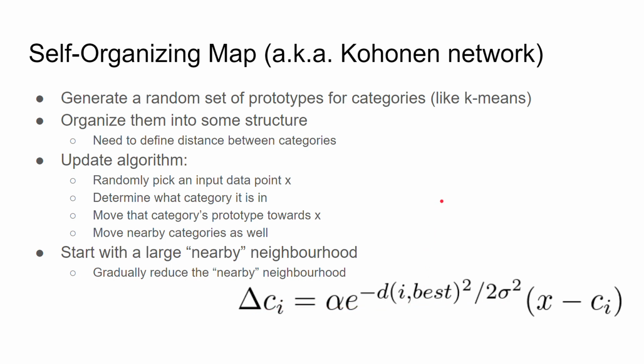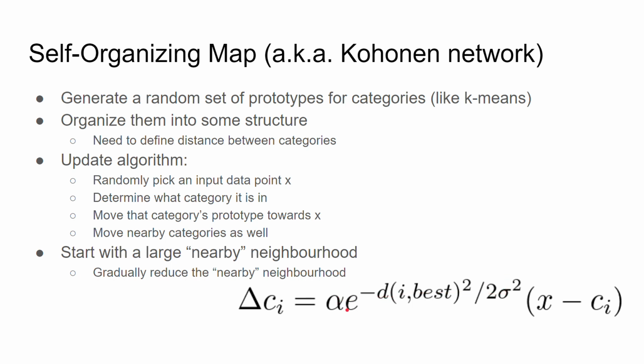That's for the best category, the category that is the closest match for this input. What this term is doing is saying, for all the other categories, what's the distance between that category and the best category? Notice that this has nothing to do with X. This is just the distance between the categories. So if all my categories are on a big grid, then it would be the distance in that grid. And whatever that distance is, fine, square it, divide by 2 times.